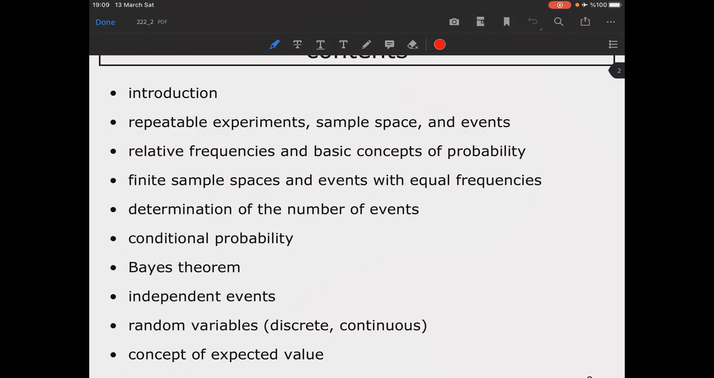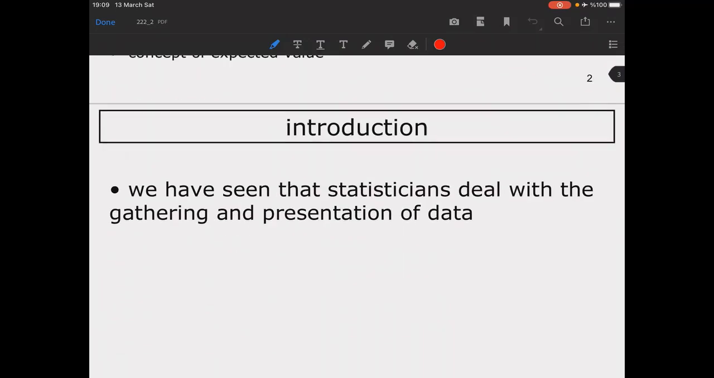Then we will go ahead and talk about finite sample spaces and events with equal frequencies. Then how can we determine the number of events? That's also important. And we will talk about conditional probability and Bayes theorem. And then we will talk about independence of events. And finally, random variables, where we cover discrete and continuous variables, and of course the concept of expected value will be covered last. So this will be the introduction to probability theory and random variables.